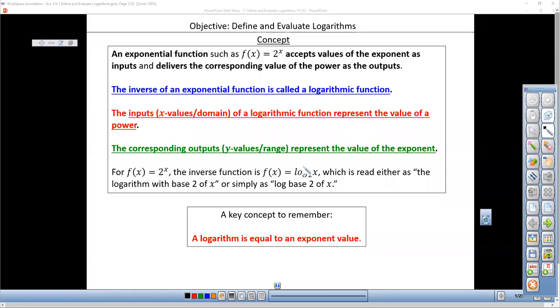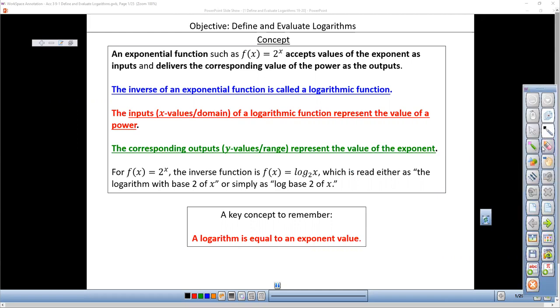Hi there, this is Ms. Page. In this lesson, which is the first lesson in Unit 10 on logarithmic functions, we are going to introduce the concept of a logarithm, what it is, how to write them, what they're related to as far as their connection to exponential functions, and also learn how to evaluate them.